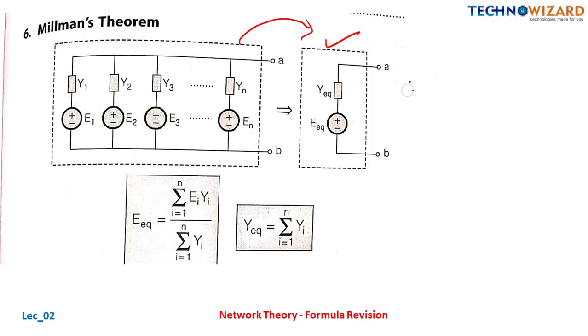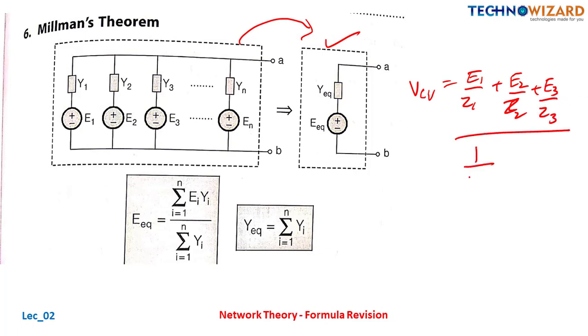The equivalent voltage will be equal to E1 upon Z1, plus E2 upon Z2, plus E3 upon Z3, and so on up to En upon Zn, divided by 1 upon Z1 plus 1 upon Z2 plus 1 upon Z3. This is how you can find the total voltage, VEQ. And 1 upon Z1 is Y1, 1 upon Z2 is Y2, 1 upon Z3 is Y3.